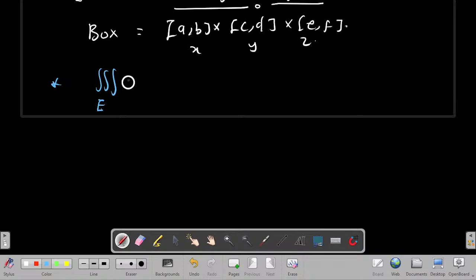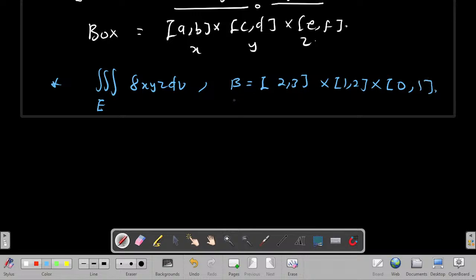Evaluate the triple integral over region E of 8xyz dv, where our region is given by the boundaries 2 comma 3 cross 1 comma 2 cross 0 comma 1.